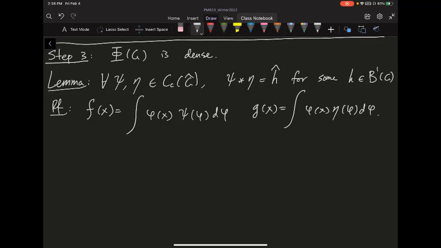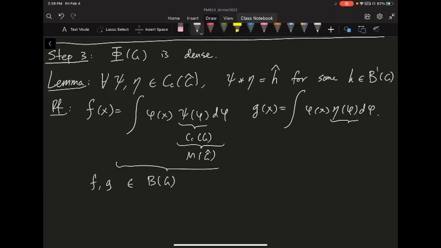Because psi and eta are just compactly supported functions, they're nice. So they are certainly in L1. So when you multiply by the Haar measure, you get something in M of G hat. Now when you do the inverse Fourier transform, you get something inside this B of G. So automatically f and g are both inside B.